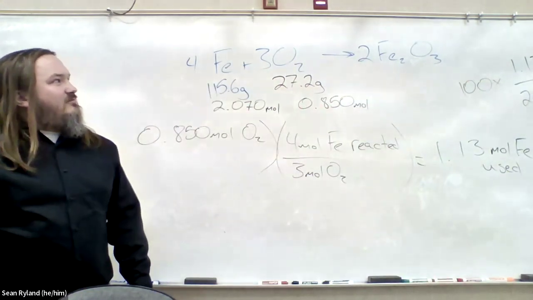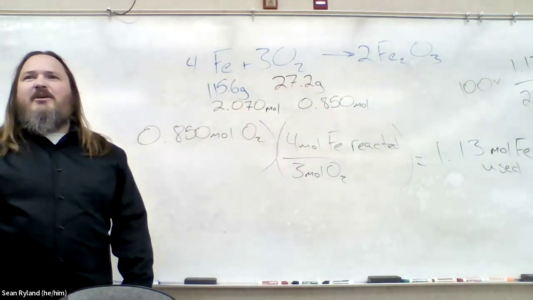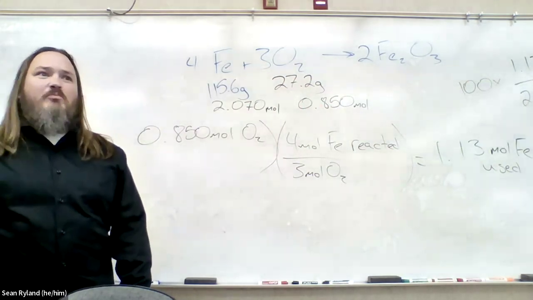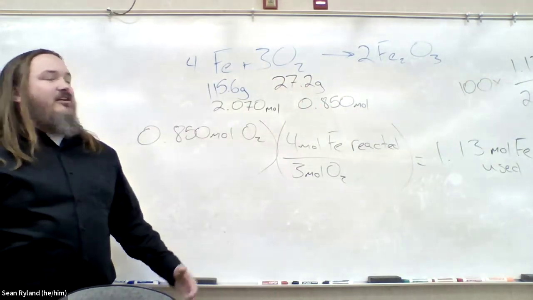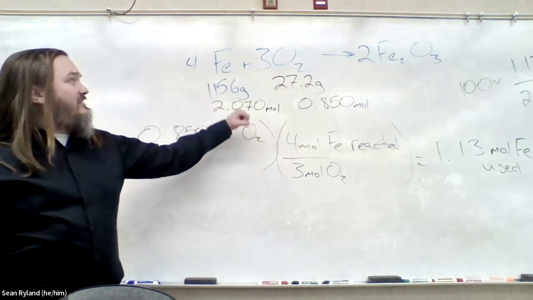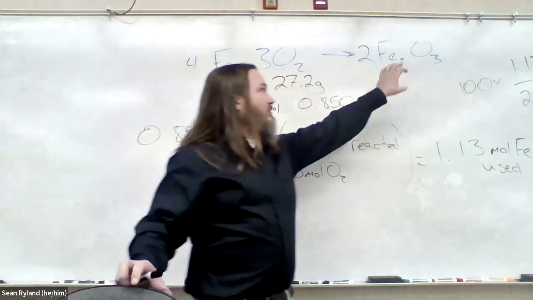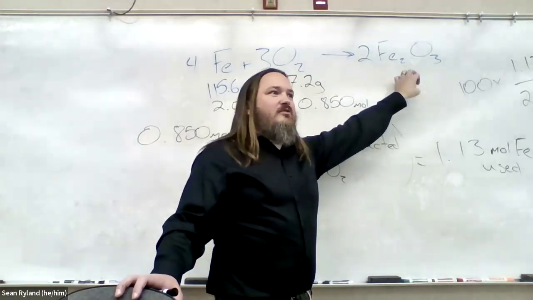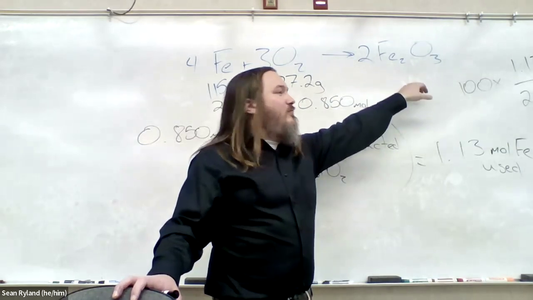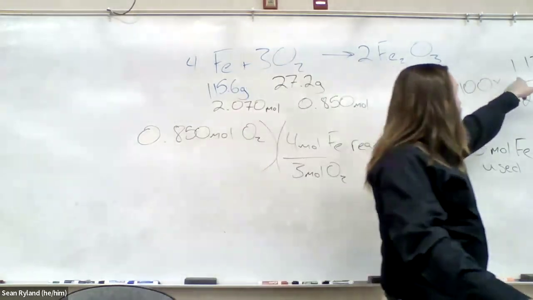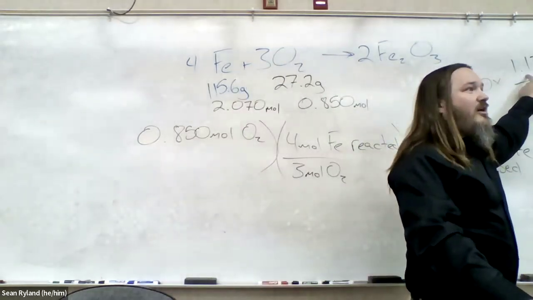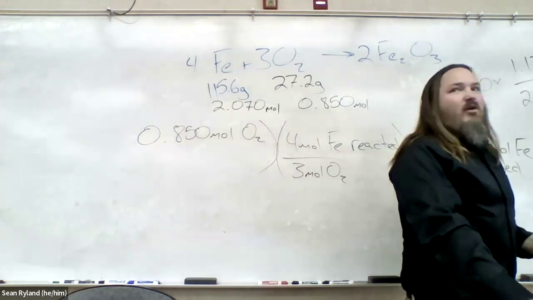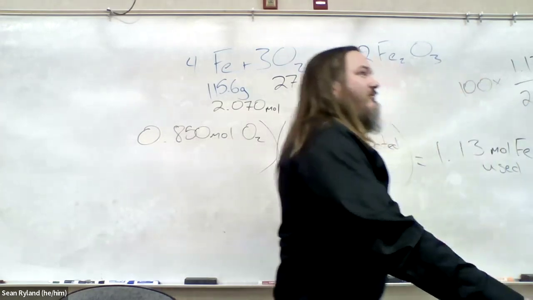Could we have done some slightly different math steps to get to the same answer? Yeah, there's a lot of different ways we could have gotten that. We could have done it as theoretical yield and gotten how many moles of this product were made, and then turned that into moles of iron in the product, and then we would have wound up with the same 1.13 moles of iron in the product that we had here. It would have just been a more roundabout way of doing it, but we could have gotten there a lot of different ways, right?